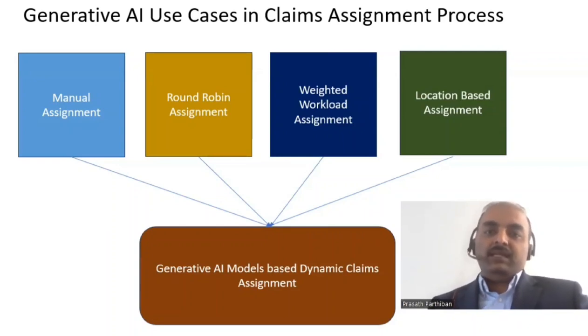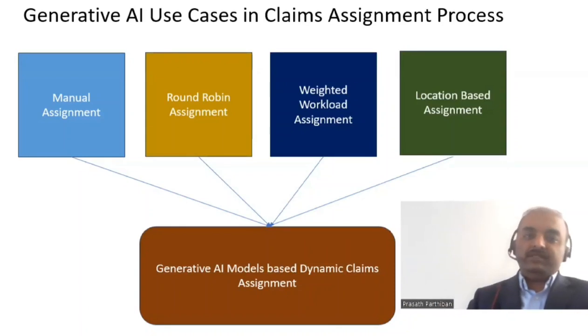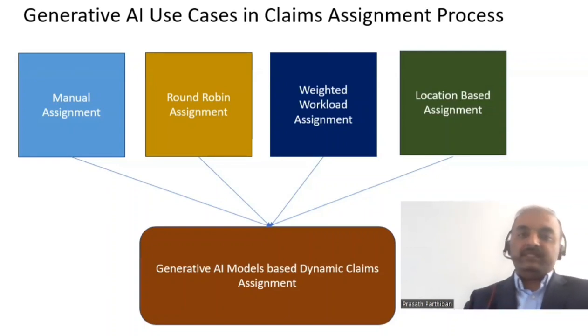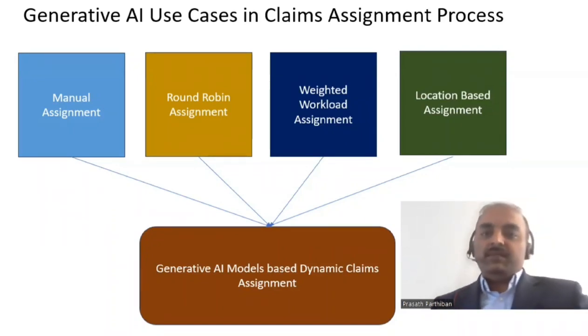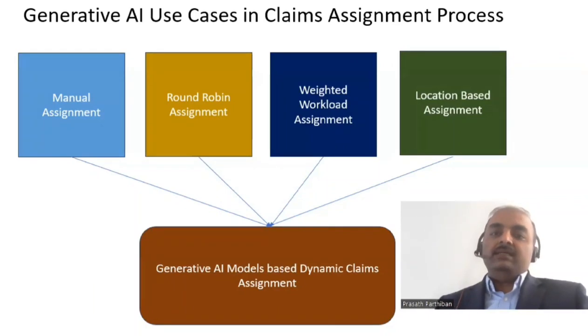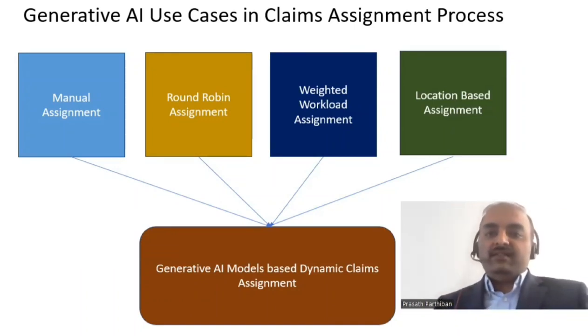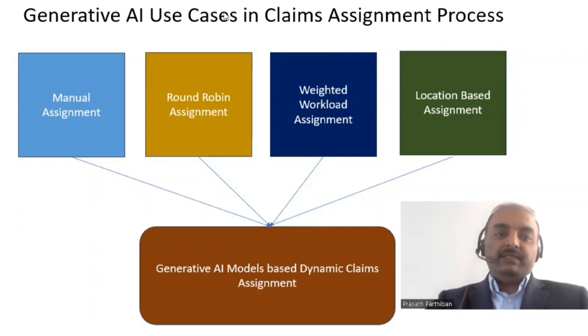Step number 1 in the claims process is first notice of loss, where you create a new claim within a claim system. Step 2 is we segment the claim based on its complexity and other factors. Step 3 is assignment, where we need to assign this claim to a group, and in turn a user within that group. So when we do that, there are different ways we can do it. One is, as you rightly see here, manual assignment. Someone assigns an adjuster to work on the claim manually.